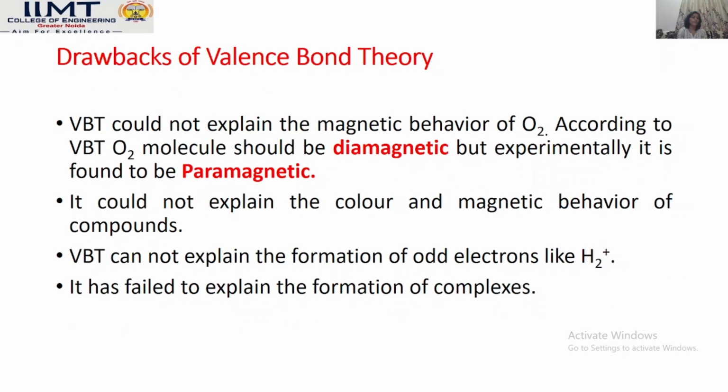Drawbacks of valence bond theory. Valence bond theory could not explain the magnetic behavior of oxygen. According to valence bond theory, the oxygen molecule should be diamagnetic, but experimentally it is found to be paramagnetic. It could not explain the color and magnetic behavior of the compounds. Valence bond theory cannot explain the formation of odd electron species like H2+. It has failed to explain the formation of complexes.